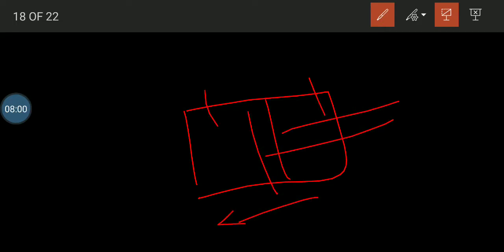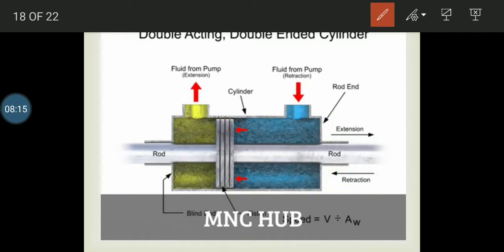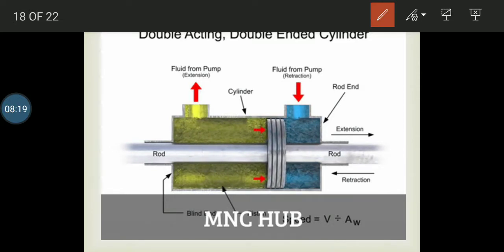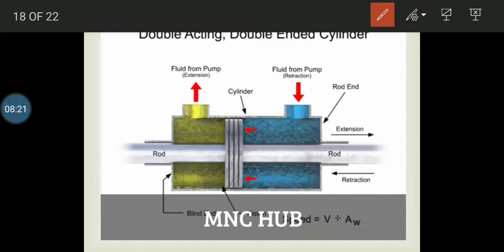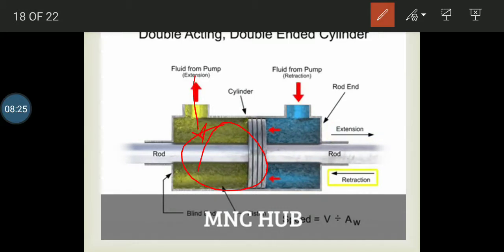Okay, like this. So because of which the already filled area will get discharged from here. So this is the working of a double acting cylinder. See. Now it is filling.